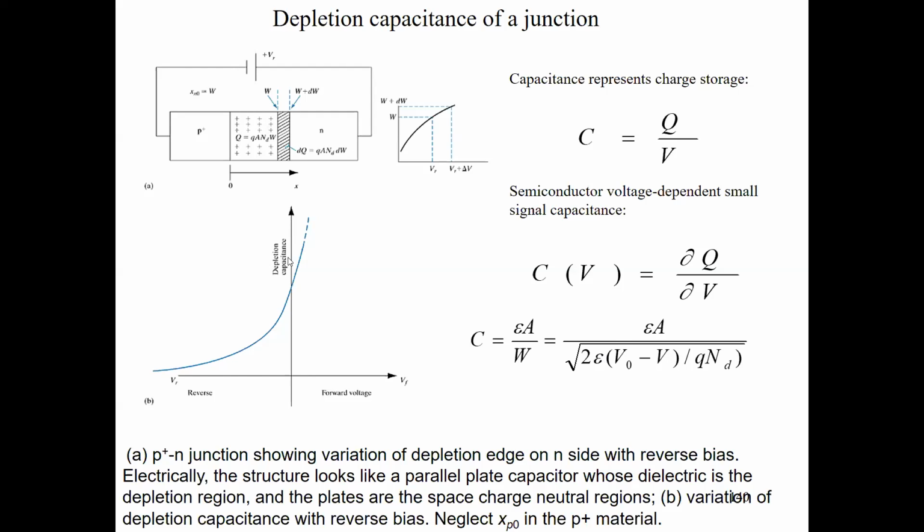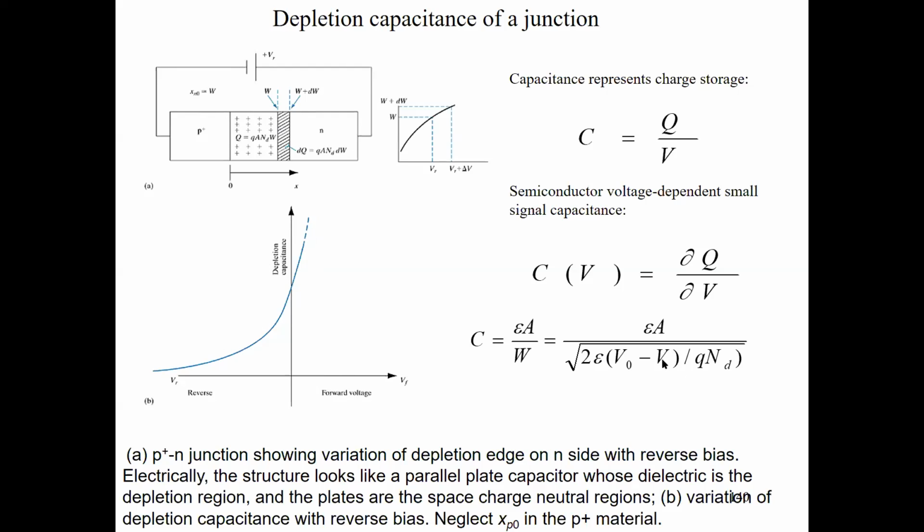Okay, so you end up getting a 1 over square root of applied voltage dependency. On the other hand, if you applied a forward bias, now forward biases are considered to be positive, the depletion region collapses, and therefore the capacitance increases.